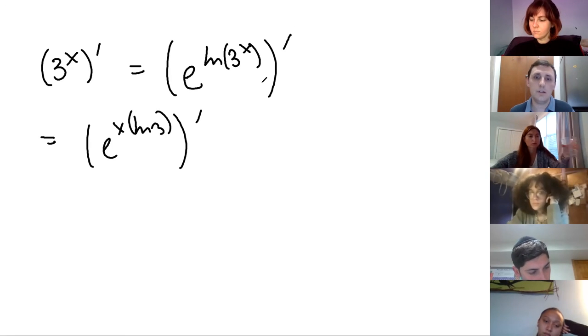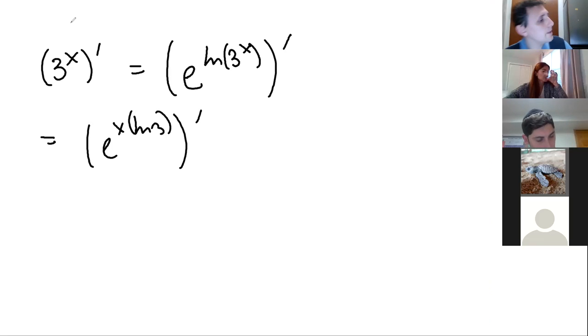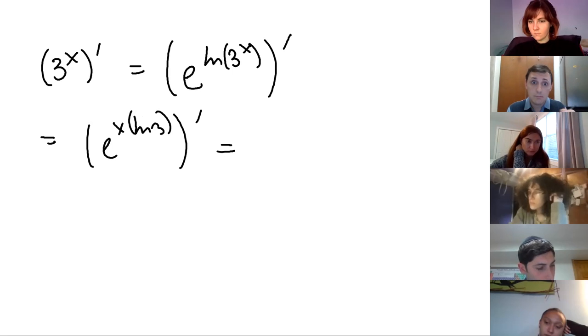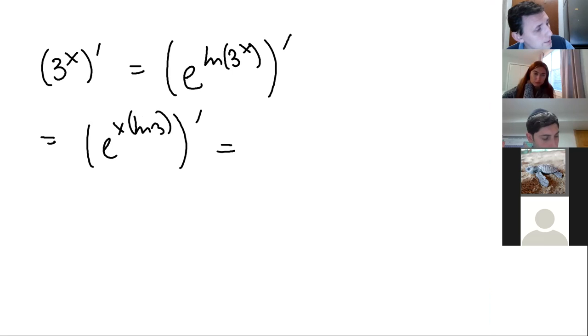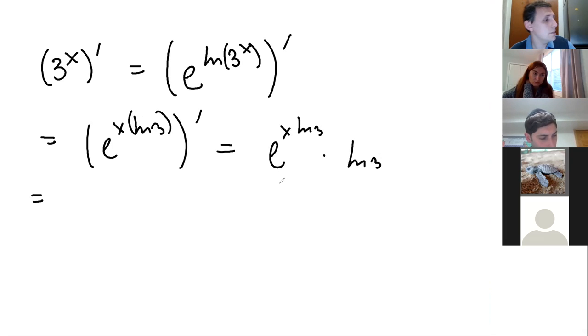Yes? And what is the derivative of that, guys? Think of it this way: ln 3 is just a number. It's like a number times x. The derivative of a number times x, that's the slope of x, it's just that number. So it is e to the x ln 3 times ln 3, which is, now what is this? This is the original function. So it's 3 to the x. You see? It's 3 to the x times ln 3.